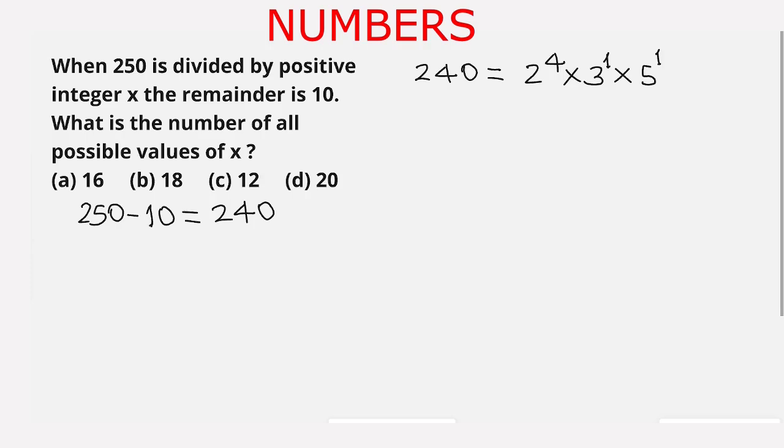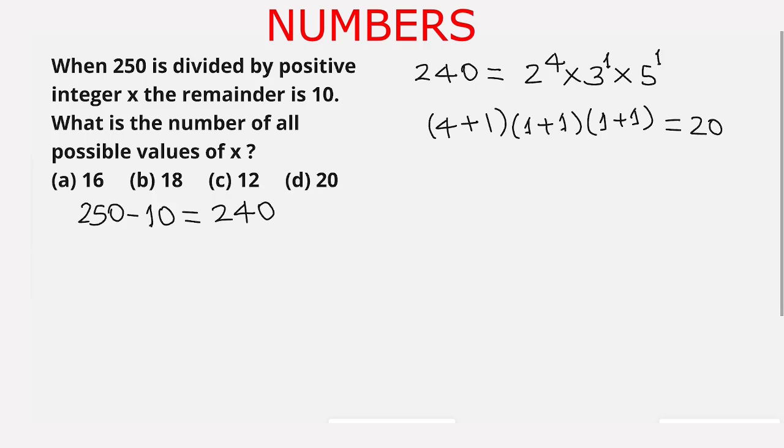So for the number of factors, we have to add 1 to the power of each prime factor and multiply them. The power of 2 is 4, so we write 4 plus 1. The power of 3 is 1, so we write 1 plus 1. And the power of 5 is 1, so we write 1 plus 1. This is equal to 5 multiplied by 2 multiplied by 2, which is 20. 5 times 2 is 10, and 10 times 2 is 20. So there are a total of 20 factors of 240.